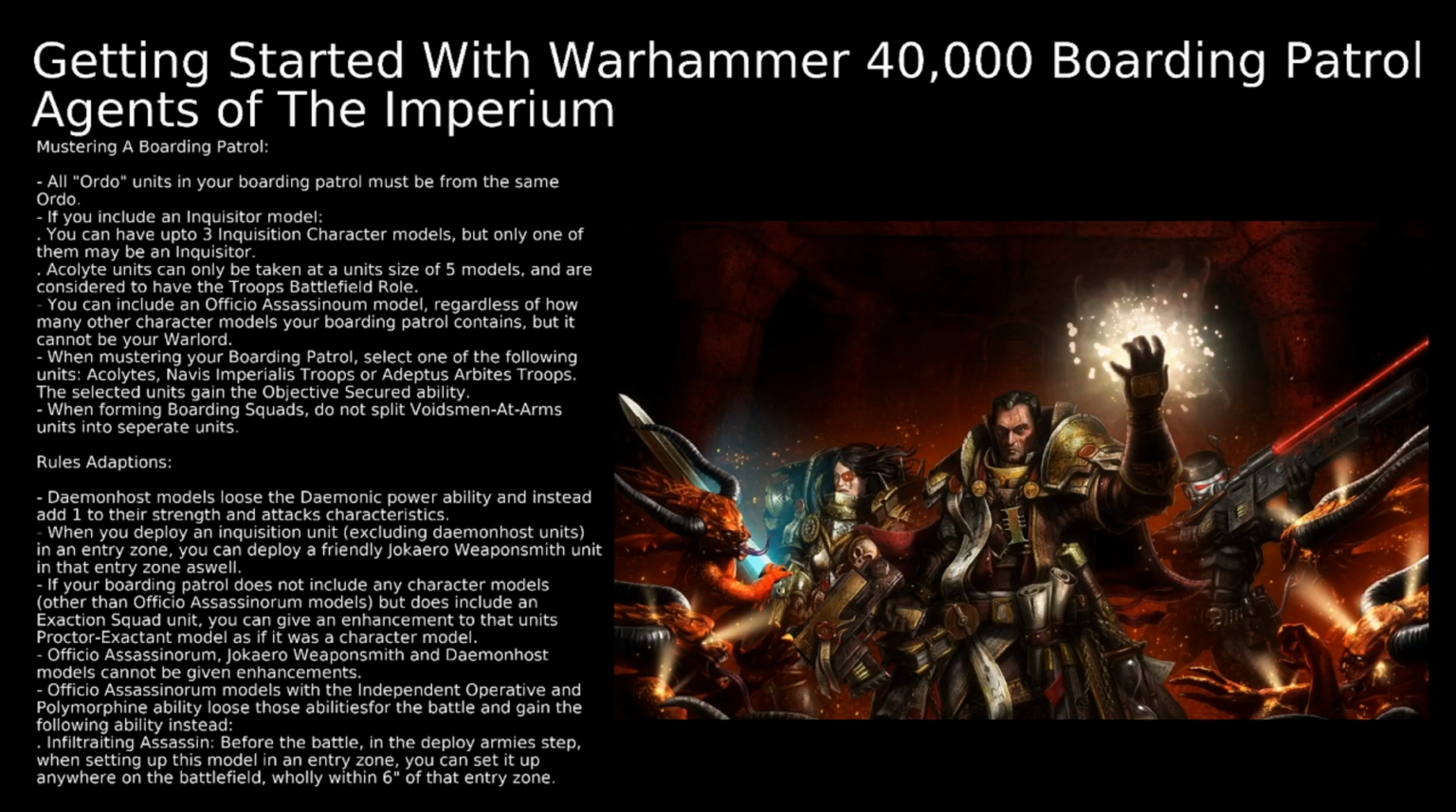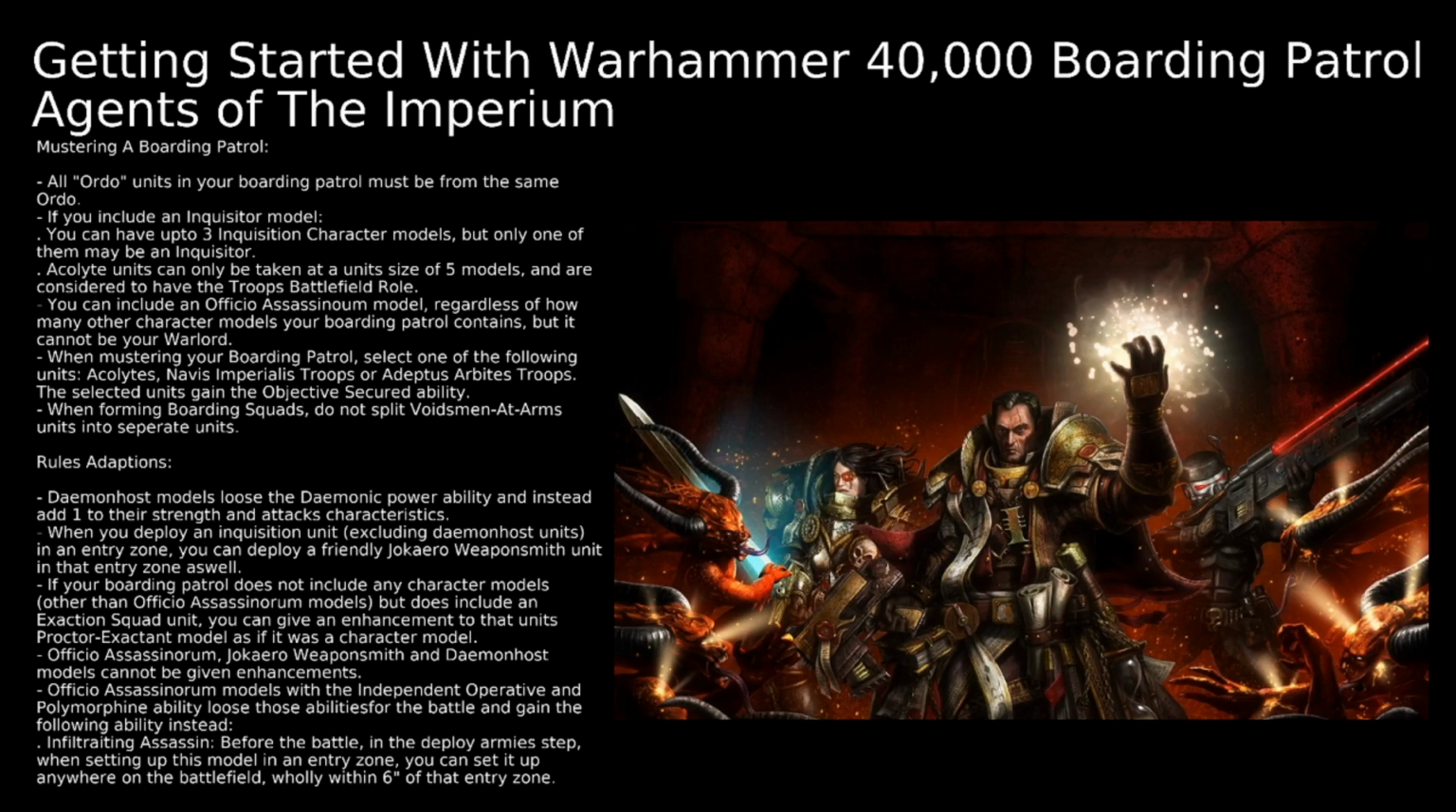When mustering your boarding patrol, select one of the following units: Acolytes, Navis Imperialis troops, or Adeptus Arbites troops. The selected units will gain the Objective Secured ability, and when forming boarding squads, you don't split Voidsmen-at-Arms units into separate units. Now, rules adaptation-wise, there are a few changes to some units. First of all, the Demon Host. Models lose the Demonic Power ability, instead just add one to their Strength and Attacks, which is pretty cool. When you deploy an Inquisition unit, excluding Demon Host units, in an entry zone, you can deploy a friendly Jokaero Weaponsmith unit in that entry zone as well.